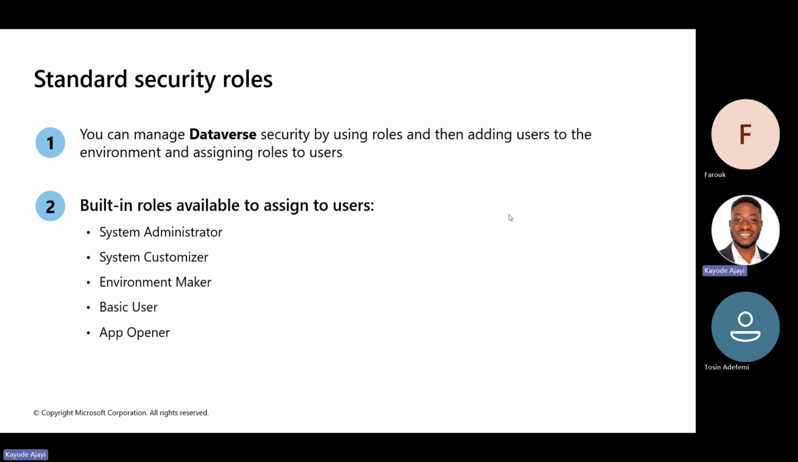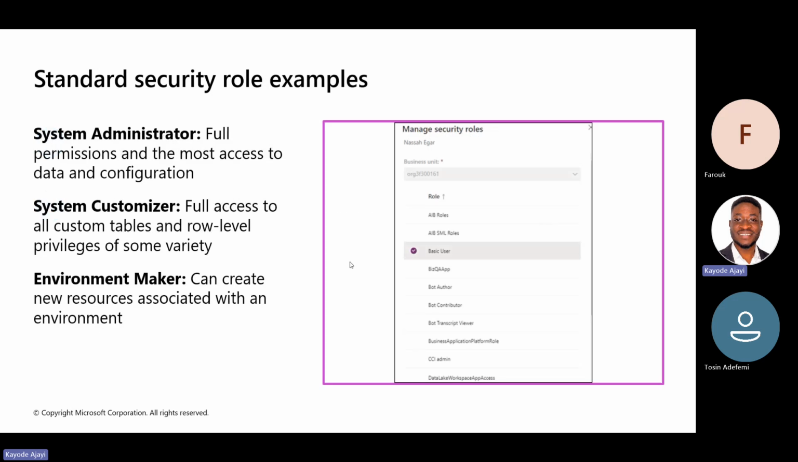Good, we have the recording so you can visit it again, especially once you start doing some exam preparation. Okay, and we can see it here. It says system administrator has full permission and the most access to data and configuration. System customizer has full access to all custom tables and row level privilege for some variety, right? Environment maker can create new resources associated with an environment.